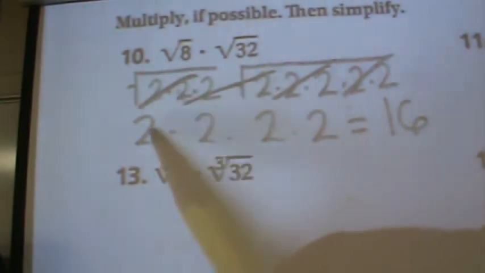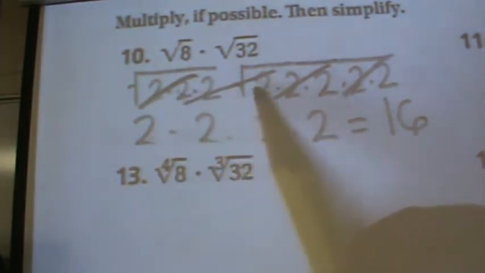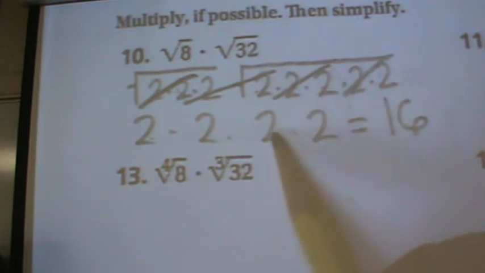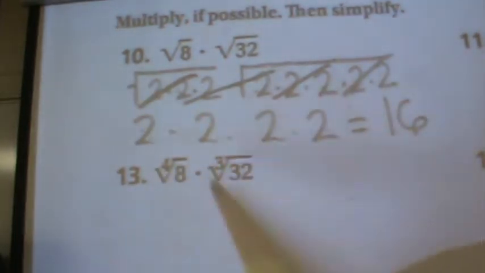See these 2 twos? That's that 2. These 2 twos, that's that 2. These 2 twos, that's that 2. Oh, it's a square. 2 times 2, because it's a square root, yes.